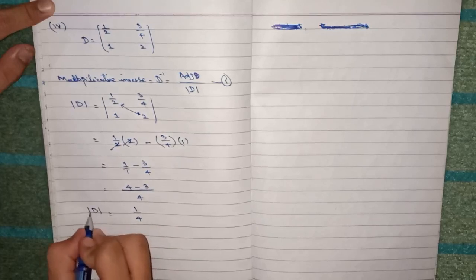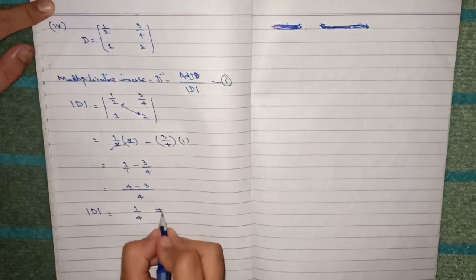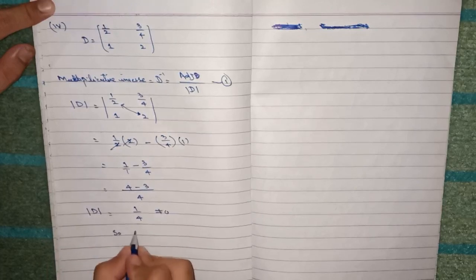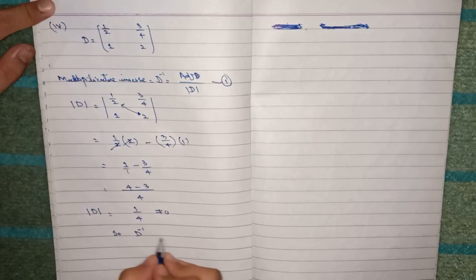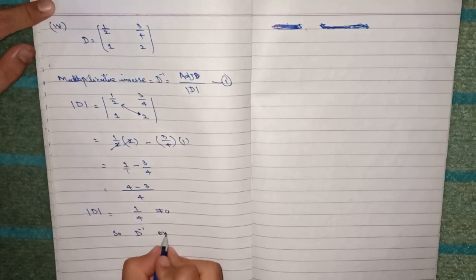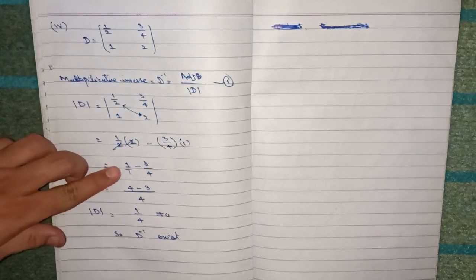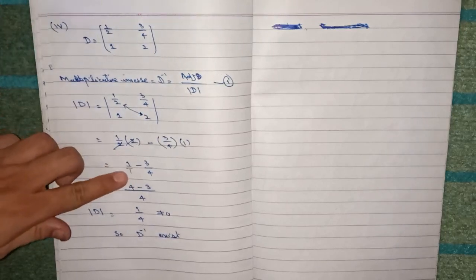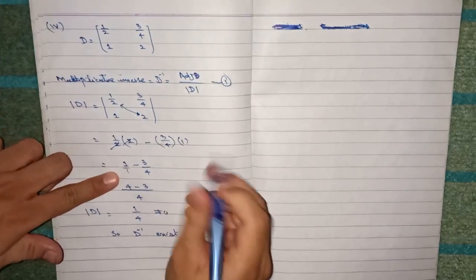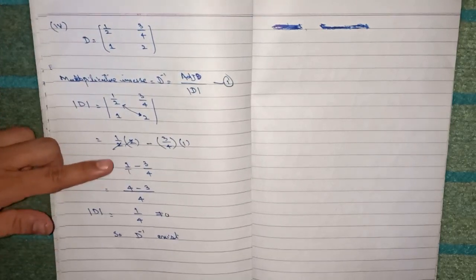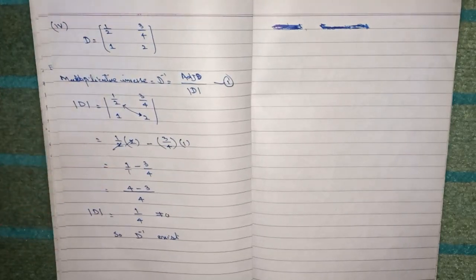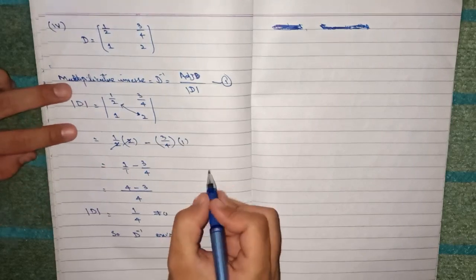Determinant of D is equal to 1 over 4, not equal to 0. So we'll write that the determinant of D is non-zero, so the multiplicative inverse exists. Students, don't be confused here. 1 minus 3 over 4, we will find the LCM here, and it is a long explanation of the LCM. I hope all of you have done it in the previous classes.